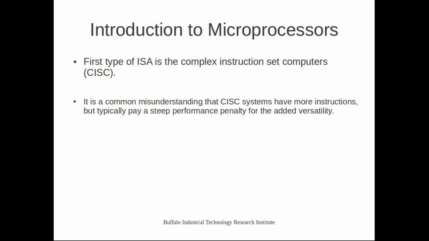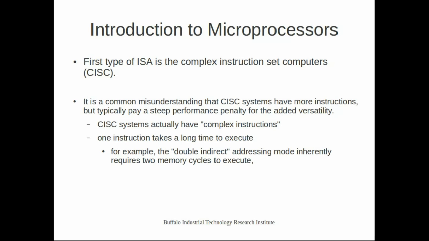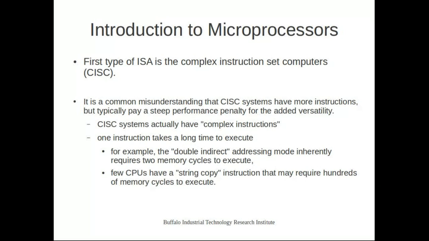It is a common misunderstanding that CISC systems have more instructions, but they pay a steep performance penalty for having more versatile commands. CISC systems actually have complex instructions which mimic programming constructs supported in higher level languages. An instruction in CISC took a long time to execute. For example, a double indirect addressing mode required 2 memory cycles to execute. Few CPUs had string copy instructions that required hundreds of memory cycles to execute. Intel x86 is an example of a CISC computer.